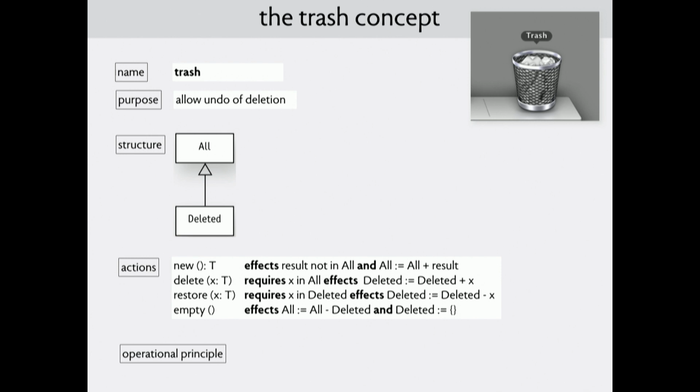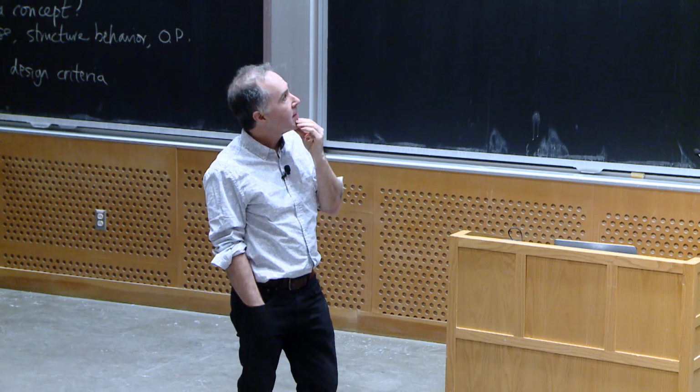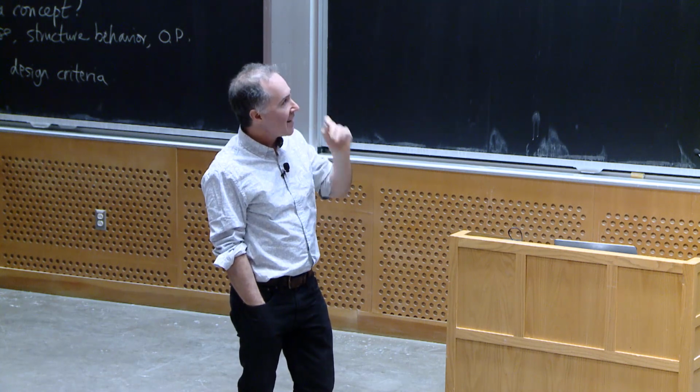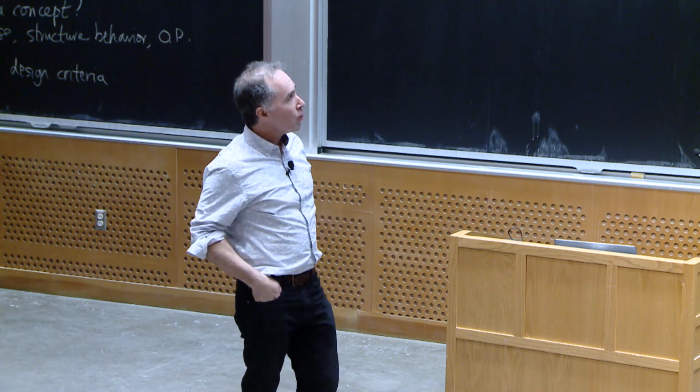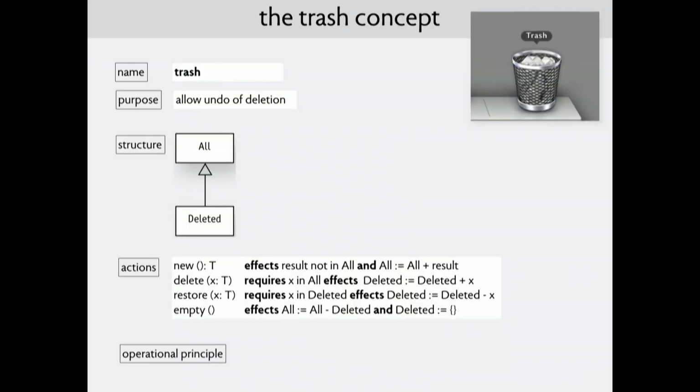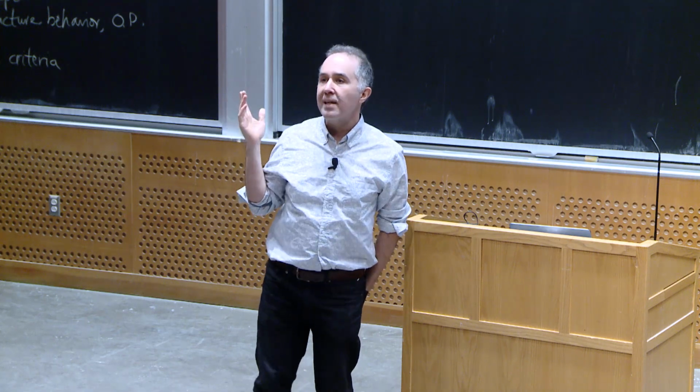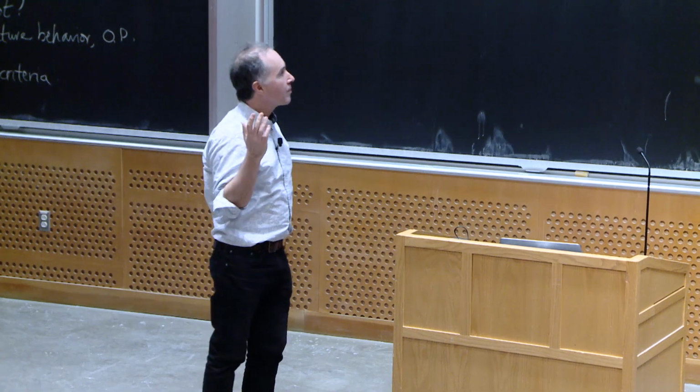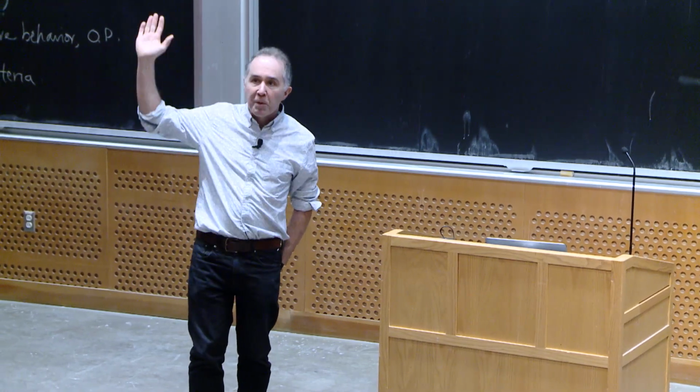Delete says put it in the trash. So what does it require? It requires that the object you're deleting, X, is in the set of all objects, and it says add it to the deleted set. Restore requires that it be in the deleted set, and it takes it out of the deleted set. And then empty says, take all the deleted things out of all, so they're gone forever, and set the deleted set to be empty. Okay? So this is just making precise something you know already. Everyone with me? Who's with me?